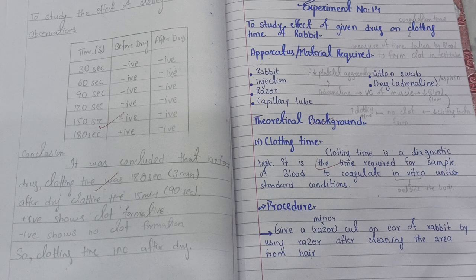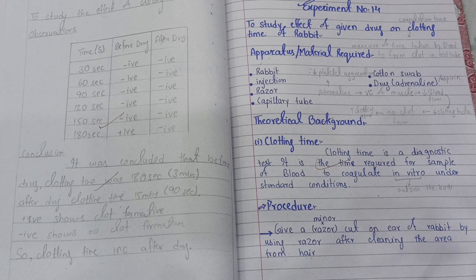Theoretical background: what is clotting? Clotting is a diagnostic test. One thing you have to remember: bleeding time and clotting time are very important. They are not just for wasting time. They are used to find out any kind of disease related to your platelets. For example, in a patient where we want to diagnose whether the patient has a high amount of platelets or a low amount of platelets, we measure it by the clotting time or by the bleeding time. So they are very useful for it.